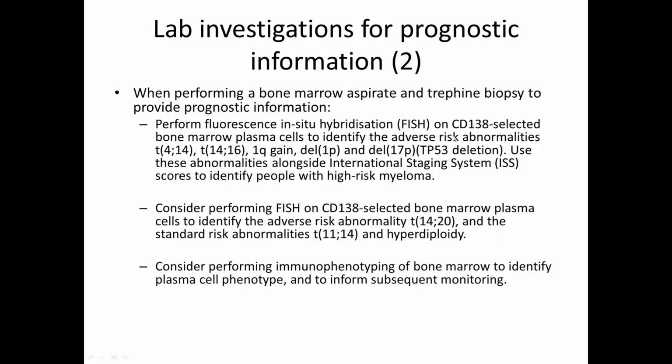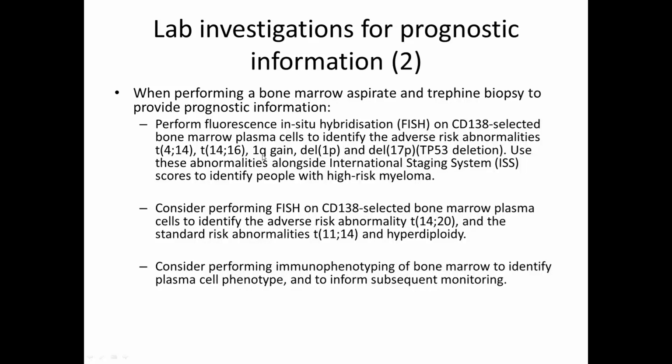So what's written on this slide is that we would recommend doing FISH testing on CD138 selected bone marrow plasma cells to look for the 4;14 translocation, the 14;16 translocation, the 1q gain, deletion 1p, deletion 17p. Less strong is looking for other abnormalities such as the 14;20 translocation, the 11;14, and hyperdiploidy. So the reason for looking for these abnormalities is to look at prognostic risk for individual patients.